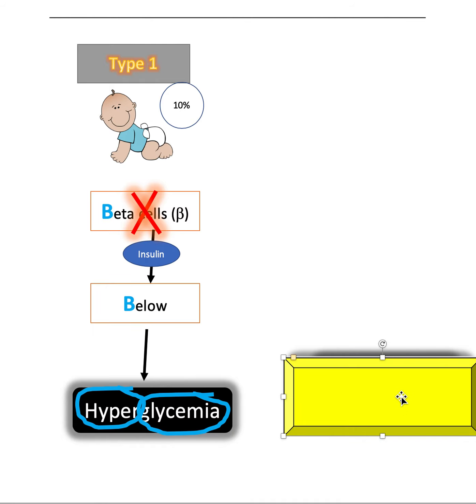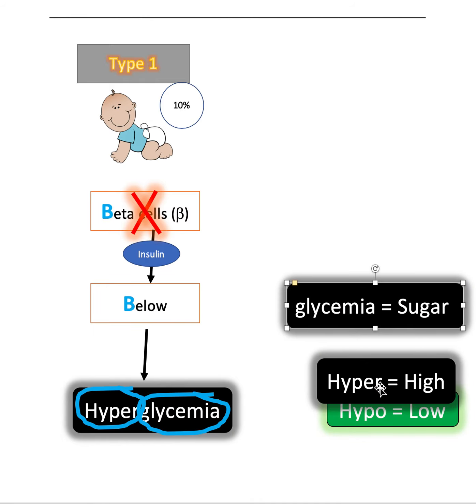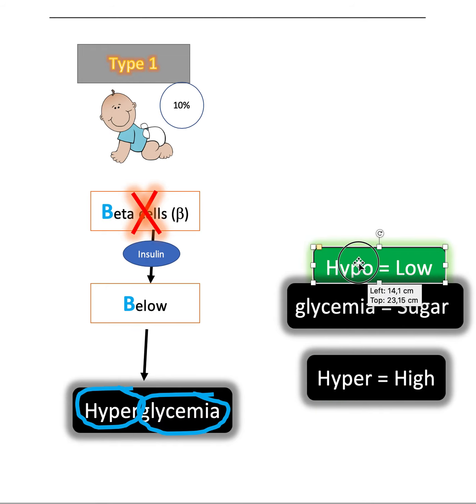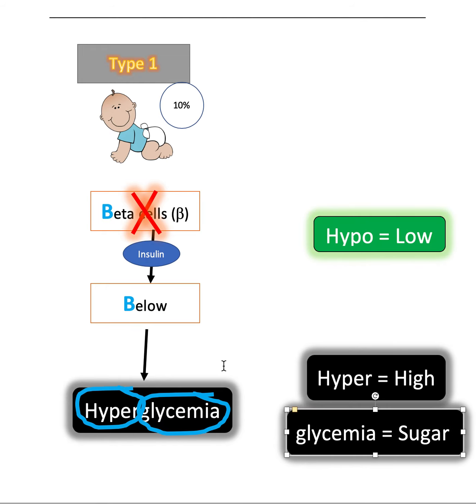So in this case, hyper would mean high, and glycemia means sugar. So if you're diagnosed with hyperglycemia, it sounds like you have some crazy disease, but it just means you have high blood sugar. And there's an opposite condition called hypoglycemia, which just means low blood sugar. The prefix hypo means low, whereas hyper means high. Typically in diabetes, the problem is always too high blood sugar. You'll never have too low. So hyperglycemia is kind of the only condition you can get from diabetes.